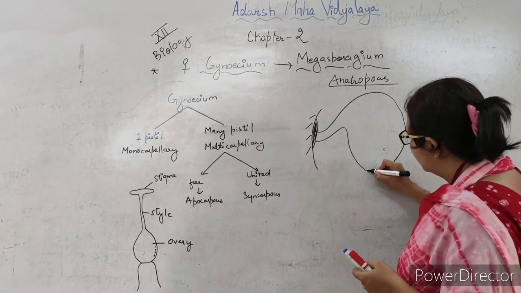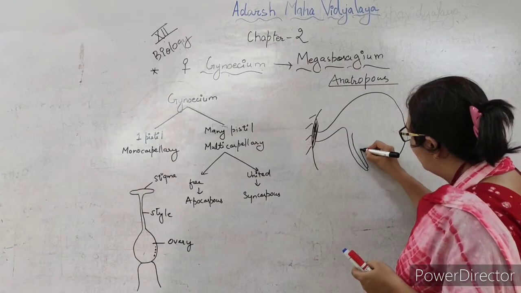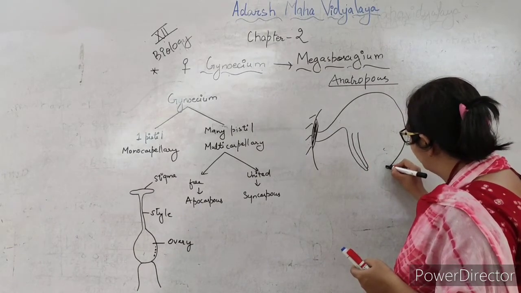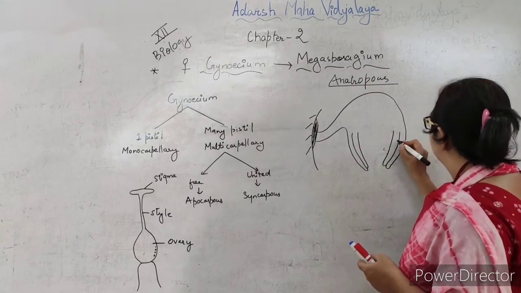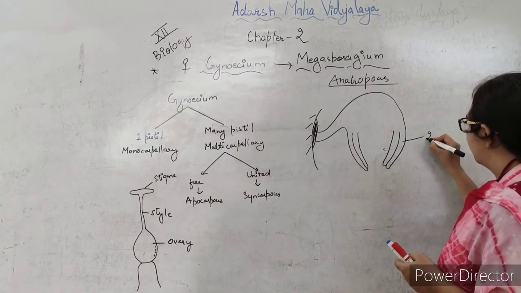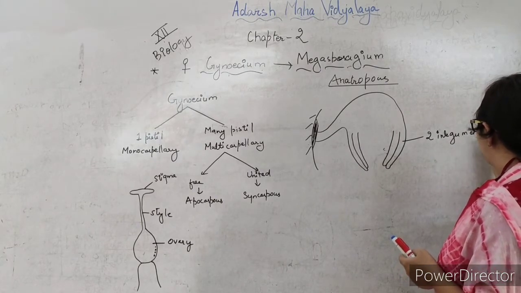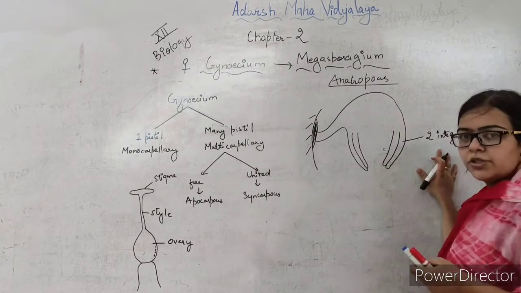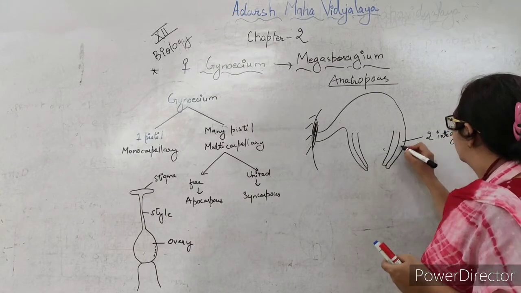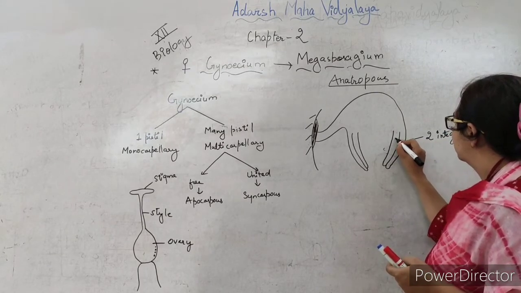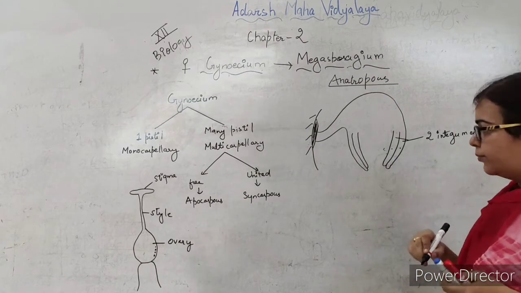Now there are various layers which help in the protection of various cells inside this megasporangium, and these are called what? These are called integuments. Now two integuments are present in anatropous ovule, and hence the condition is also called as bitegmic. This is the outer integument, and this is the inner integument.